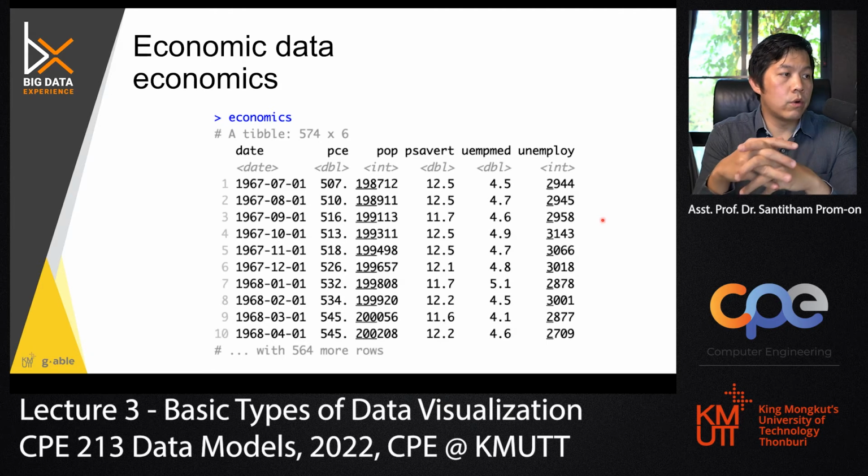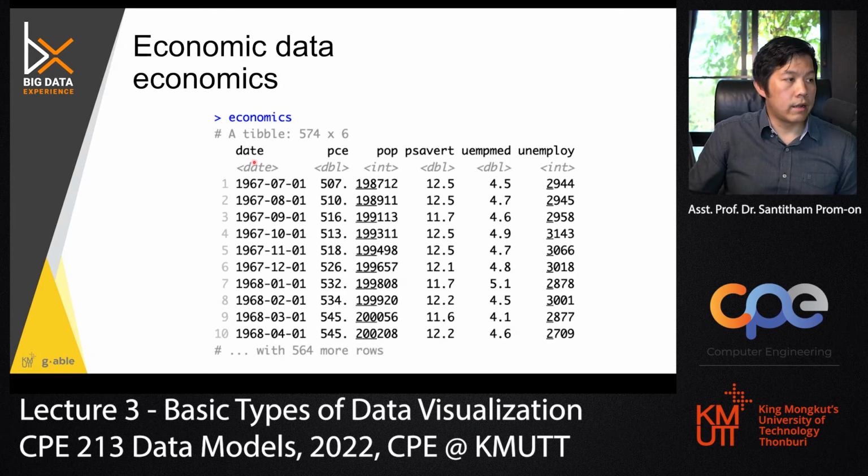Economics data show the date of data collection in 1967, PCE, population, savings rate, UMMET, and unemployed. Let's look at the explanation. I don't remember it as well, so let's look at the explanation in the help. This is the economic data.